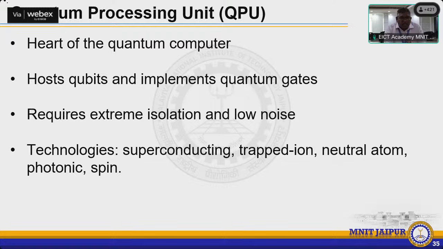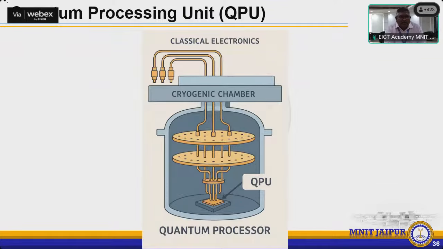And then there are multiple ways of having this quantum processing unit: superconducting, trapped ion, neutral atom, photonic, and spin, right? So these are the items that you can look at. The quantum processing unit: there is the classical electronics which gives the inputs, and then you have the cryogenic chamber, and then you have the various plates. The plates are placed at different levels. The plates are connected through some gold wires, and at the bottom is what you have, the quantum processor, right? So this whole thing is a quantum computer, and the quantum processing unit is actually here.